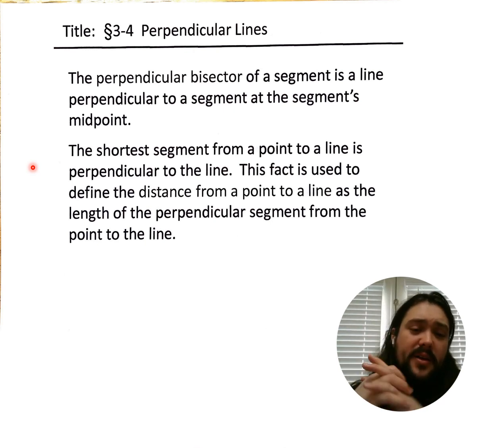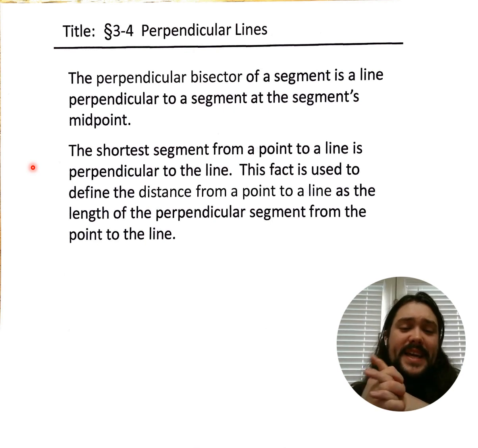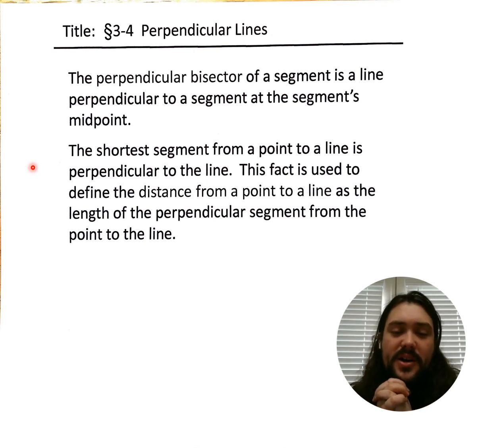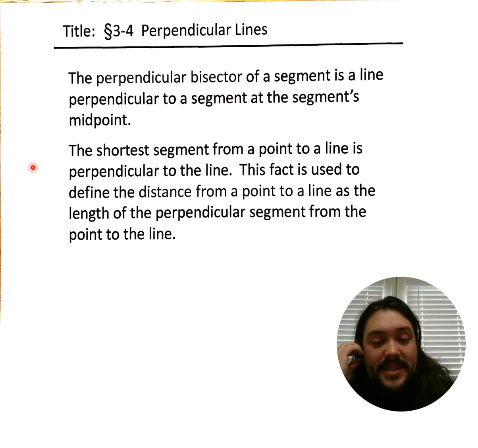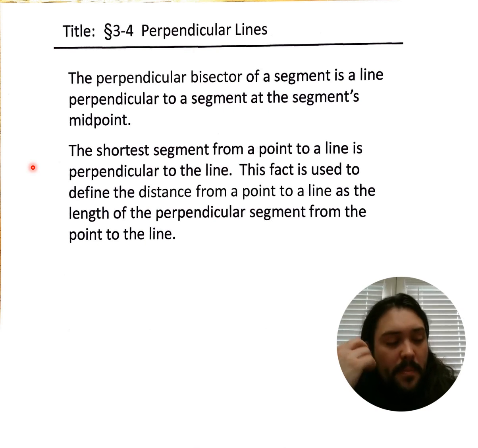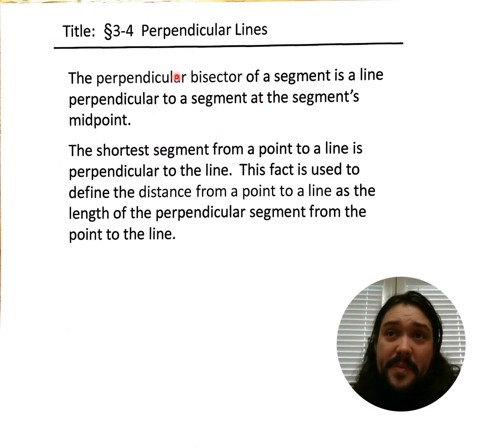3-4, perpendicular lines. So a perpendicular bisector of a segment is a line perpendicular to a segment at the segment's midpoint. So perpendicular, meaning it forms a right angle, and then bisector. Remember, bisector means it cuts it in half. It makes two segments of equal length. So it's a line perpendicular to a segment at the segment's midpoint.